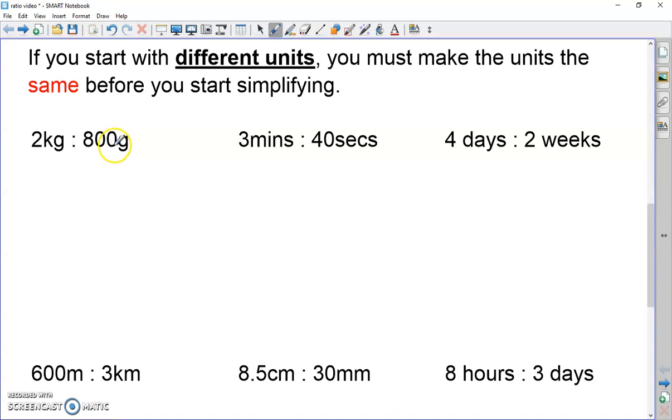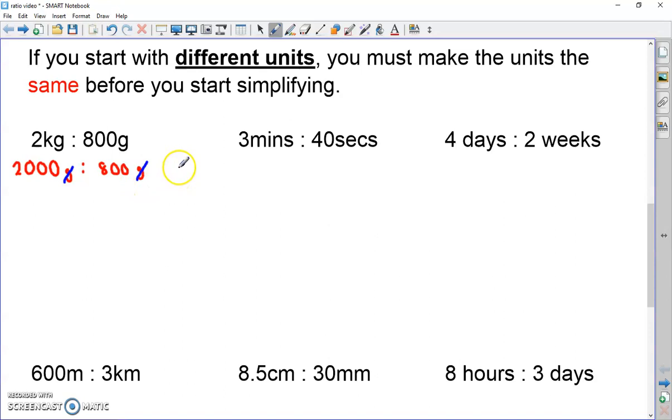Okay. Now, if I change 800 grams into kilograms, there's 1,000 grams in a kilogram, so that's going to be 0.8. Now, you can't have decimals in a ratio. It's going to be whole numbers. So instead of changing grams to kilograms, we would be better off changing the kilograms into grams. So 2 kilograms is 2,000 grams. 800 grams. And now they're both in grams. You can just forget about the grams and just look at the numbers.